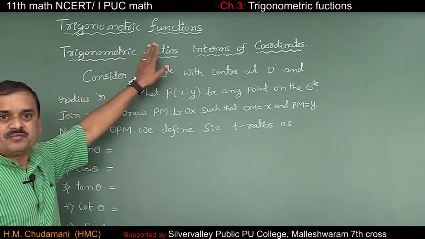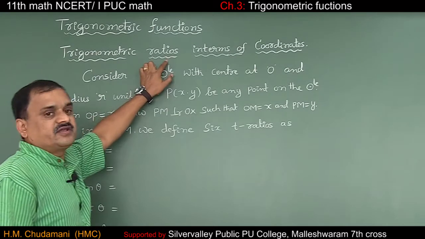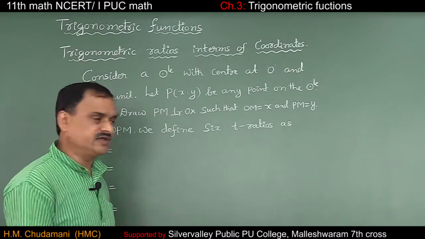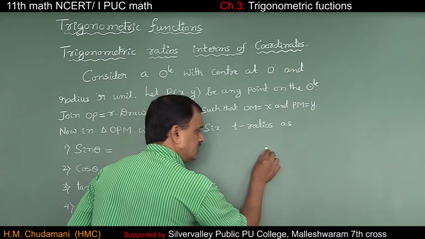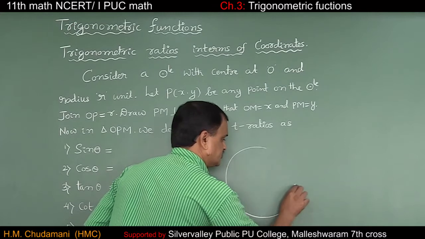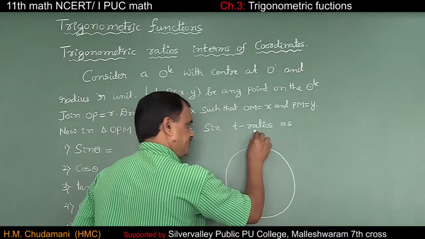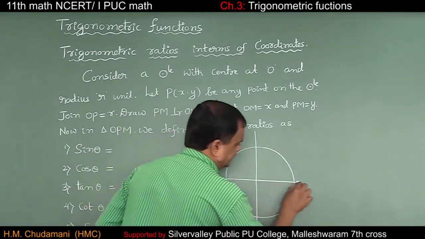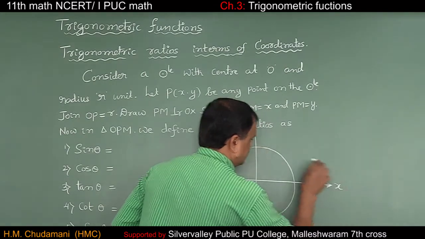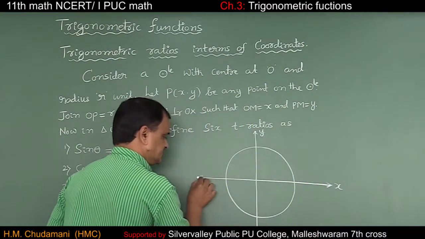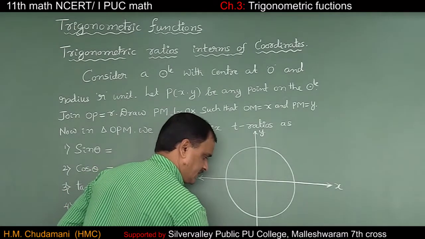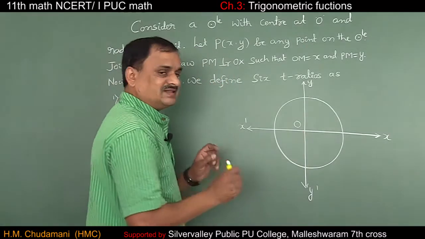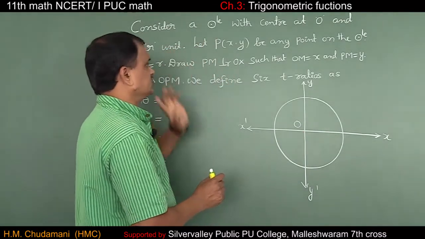Next, trigonometric functions. Trigonometric ratios in terms of coordinates. Let us define the trigonometric functions in terms of the coordinates. Consider a circle with the center at origin, the x-axis and the y-axis. Consider a circle with the center at O and the radius r unit.